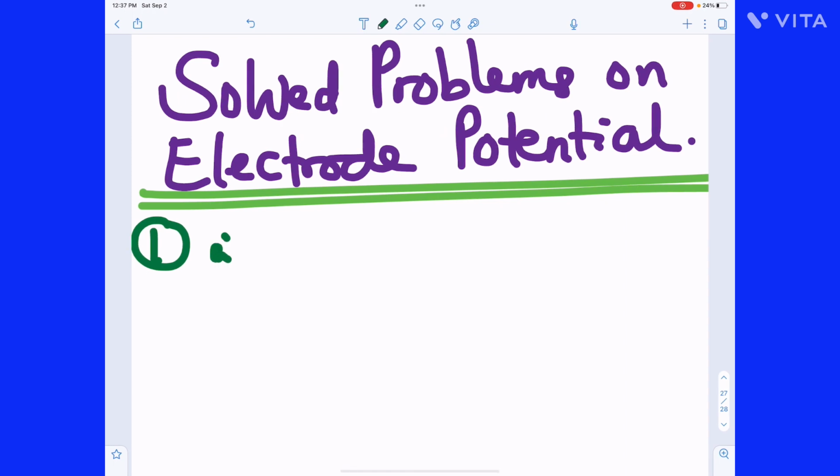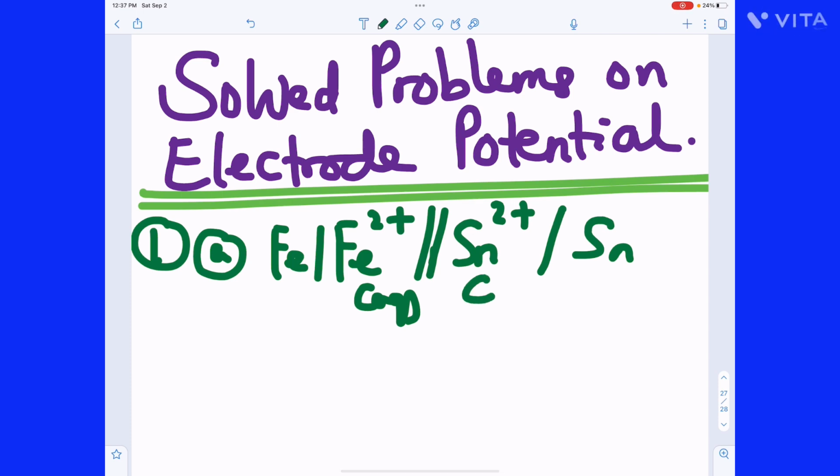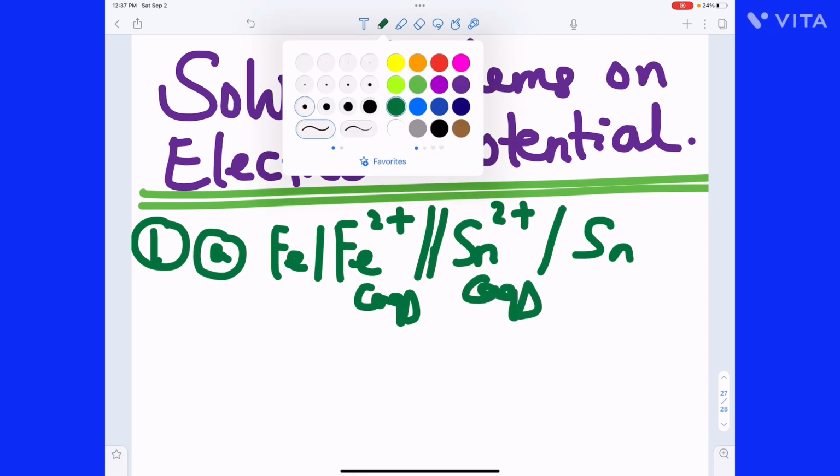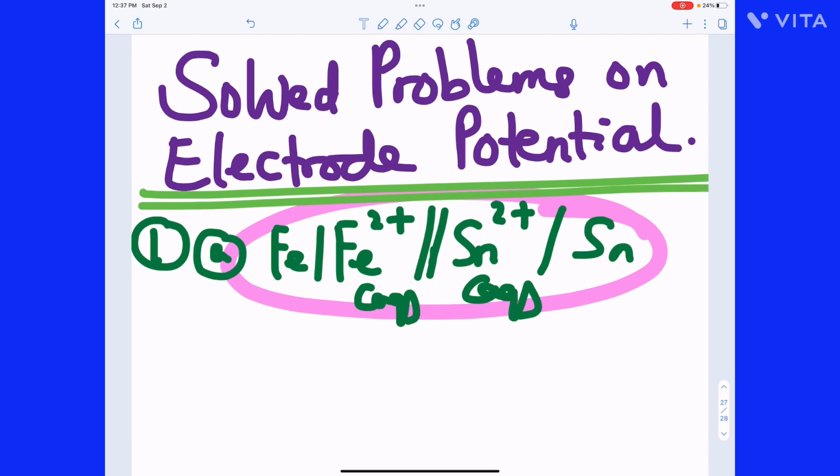So, question A, iron Fe, Fe2 plus, double slash, Sn2 plus, Sn. Aqueous. Now, what we do here is very simple. First of all, you need to identify, this is a cell that is made up of two half cells. That's a cell that's made up of what?